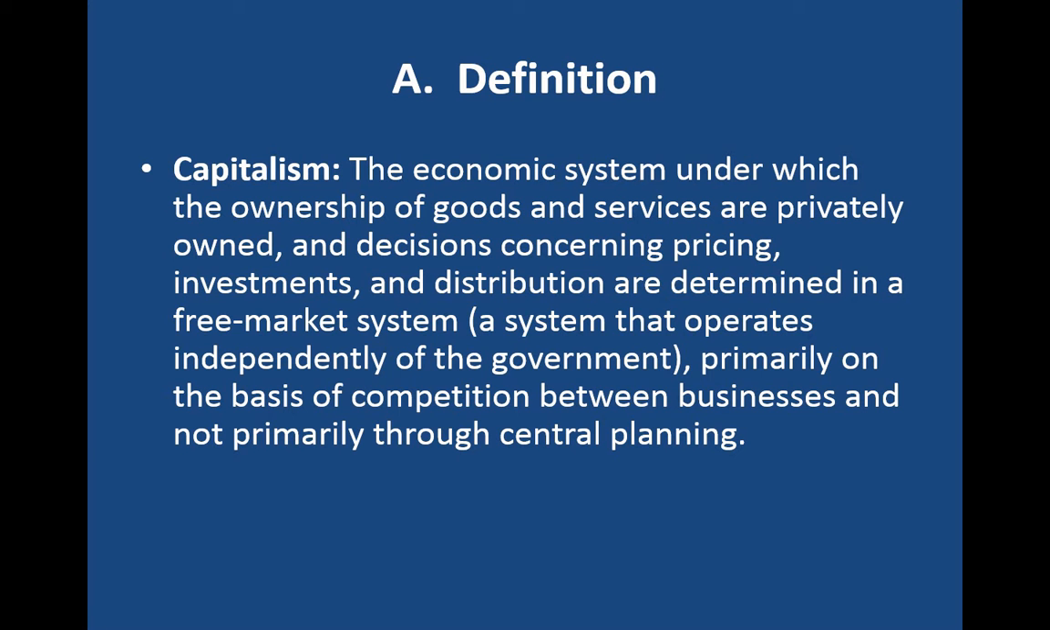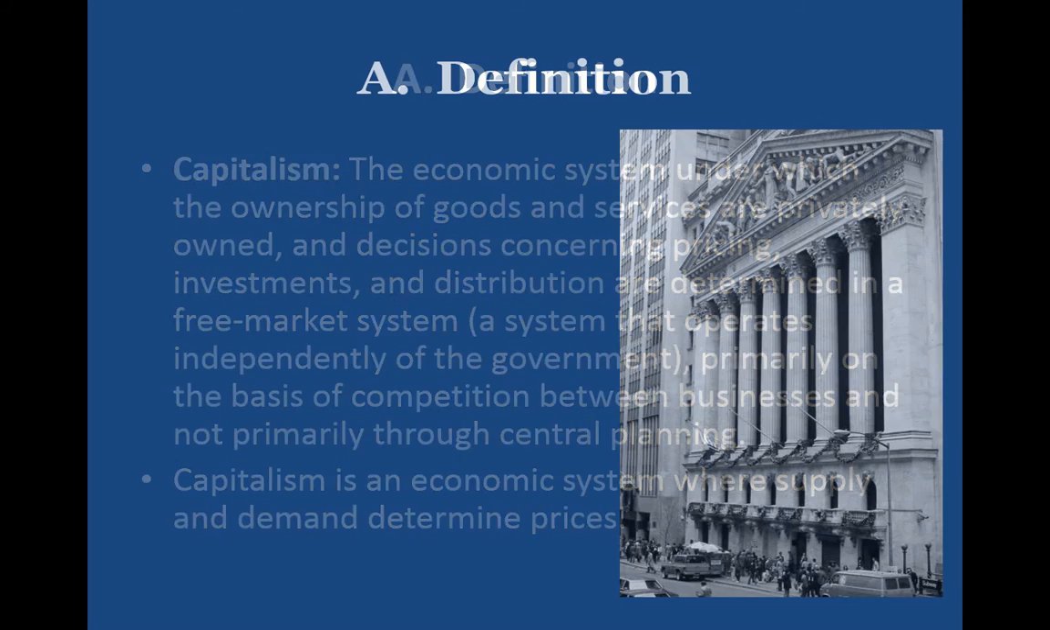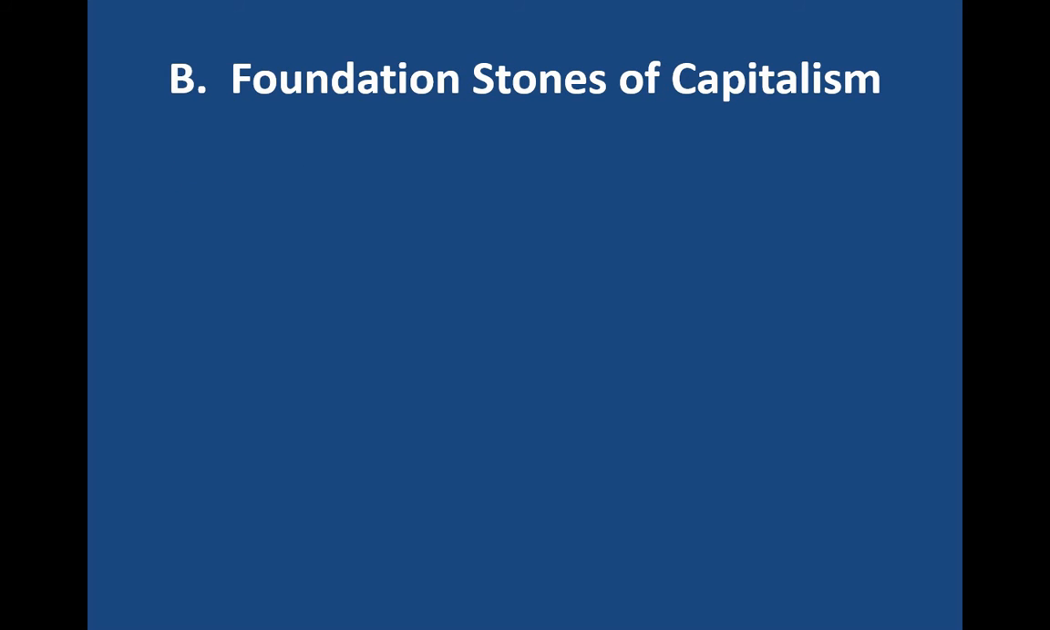But basically, by and large, America has a free market system where the market determines the price of the goods that you purchase. And it's a system where supply and demand determine prices, and you're going to learn about that in the first couple of chapters of your basic economics book. Now, when you think of capitalism, this photograph should be an image you might think of, and that's the New York Stock Exchange, perhaps a worldwide symbol of capitalism, and that's just a way for you to think about it and remember it. So let me give you some foundation stones of capitalism.